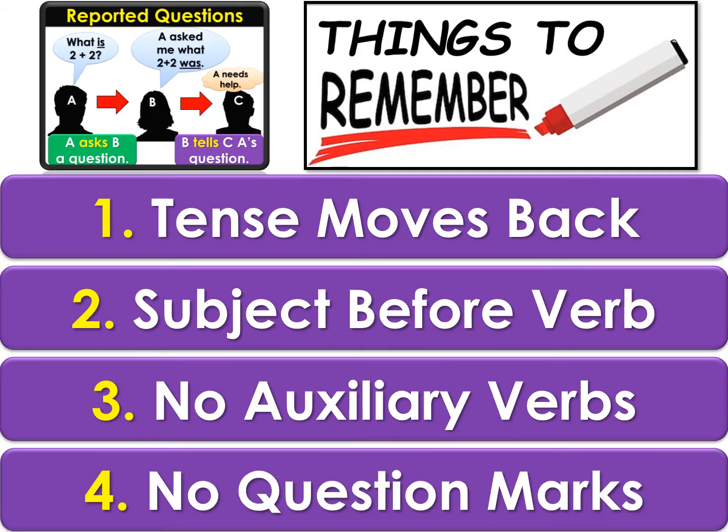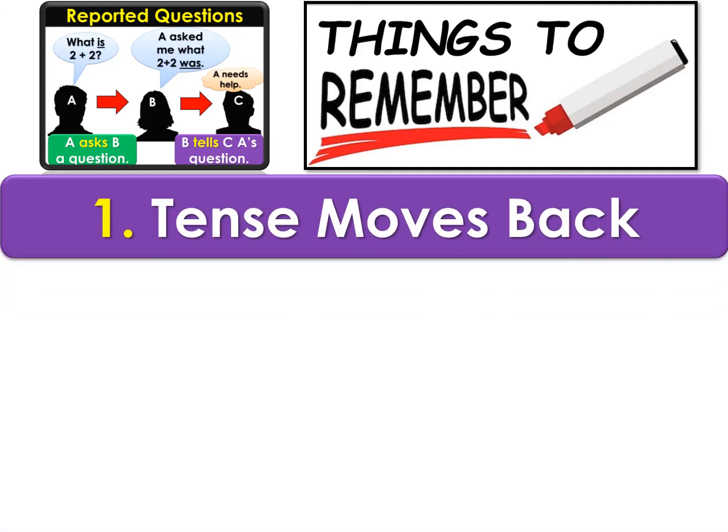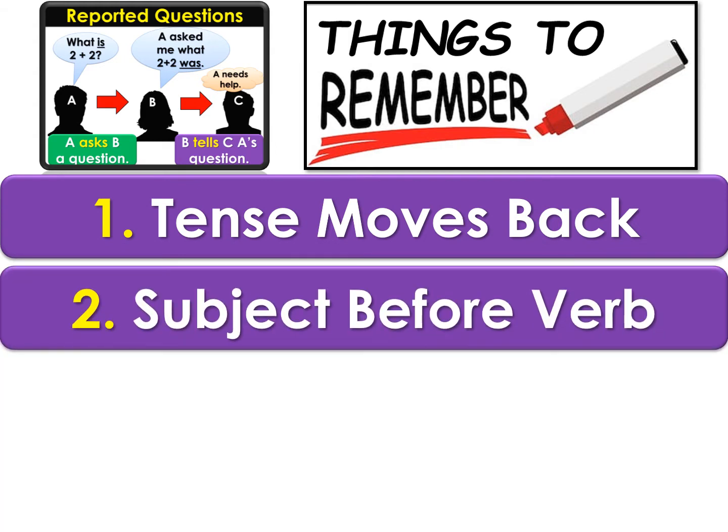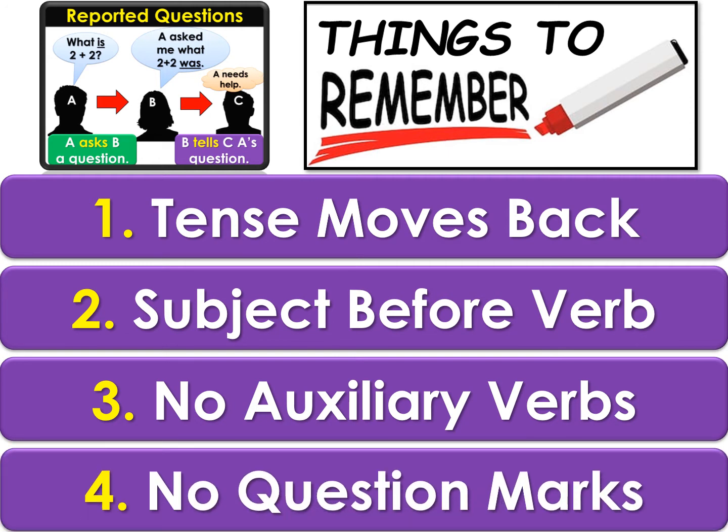And another thing, an easy one to remember, no question marks. So how many legs does a moth have? That's a question. But in the indirect or the reported question, Donald asked how many legs a moth had. We do not use the question mark. So remember, no question marks. So the tense moves back, the subject comes before the verb, there's no auxiliary verbs like do, does, or did, and no question marks.